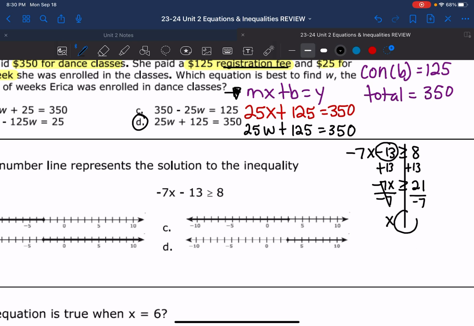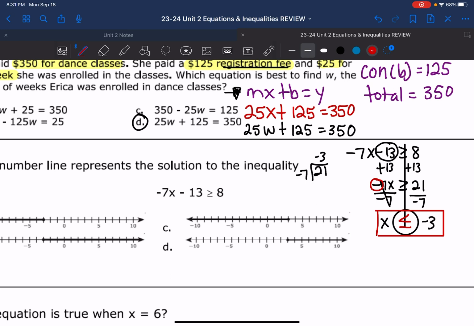Now, I'm going to leave a space here for my symbol. So, 21 divided by negative 7 is going to be negative 3, so I'm going to write negative 3 on this side. The only thing that's left to put down in the middle is our symbol. The reason why I left a space is because I want you to ask yourself, did I divide or multiply by a negative? Yes, then that means that this symbol is going to flip. So now I should have x is less than or equal to negative 3.